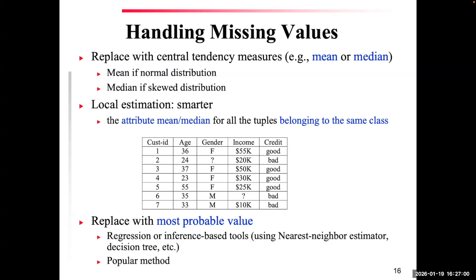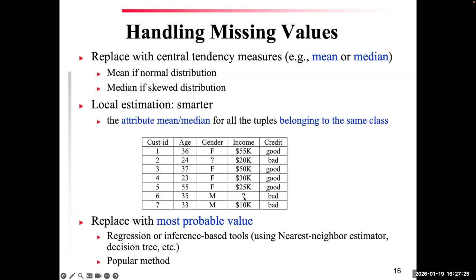Another smarter strategy. So if you're going to go with this one and you want to fill in here, what you should do is find the mean or median of the income, right? And then replace this missing value with that. For example, if the distribution is normal, replace it with the mean, otherwise replace it with the median.